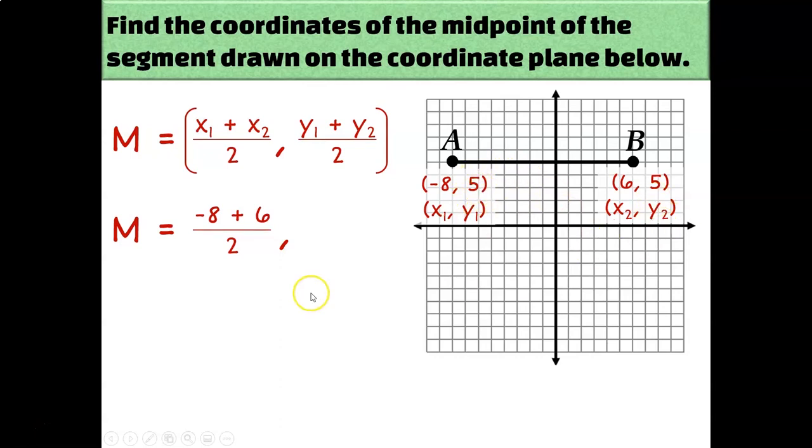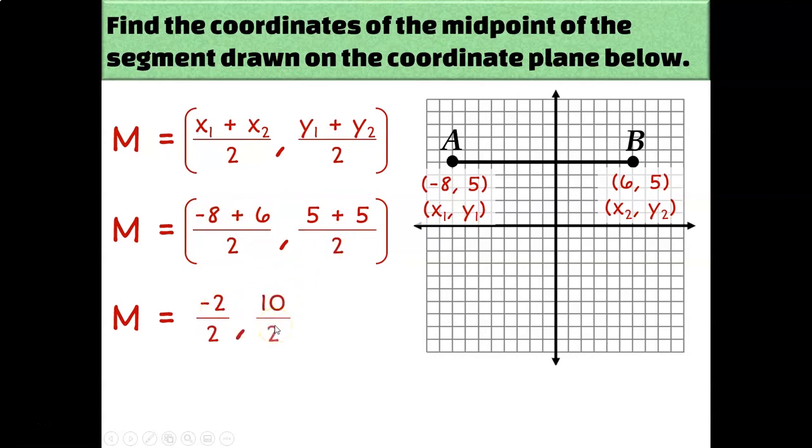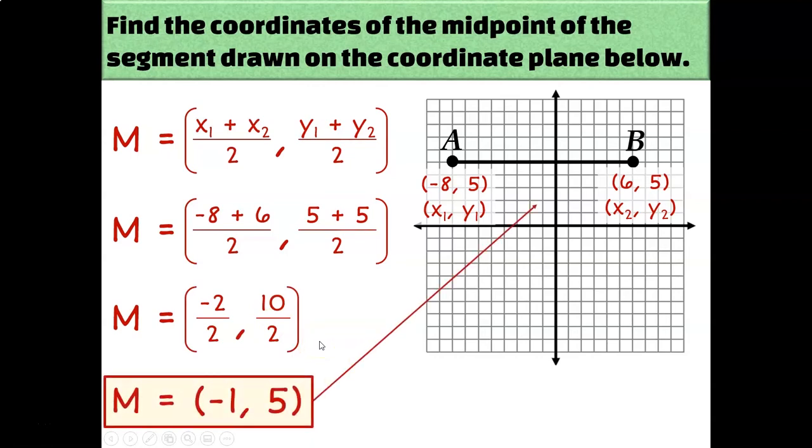Well, actually, both of our y's are the same number in this case. I have 5 plus 5. And divide that by 2. So now I just need to simplify these big fat fractions. Let's do it. Negative 8 plus 6 is negative 2. And 5 plus 5 is 10. Now if I reduce each of those fractions, I get my answer of negative 1, positive 5.